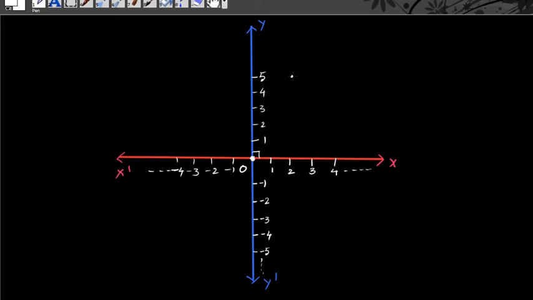Say some P. So now we are going to find out the coordinates of the point P here. How can you write the coordinates of this point P? There will be some condition.